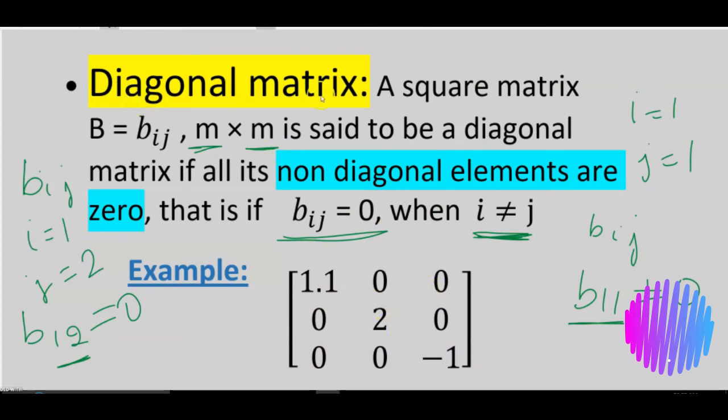So basically, what is the diagonal matrix? A diagonal matrix has the principal diagonal where B11, B22, B33 are non-zero, but all other entries should be 0, right?